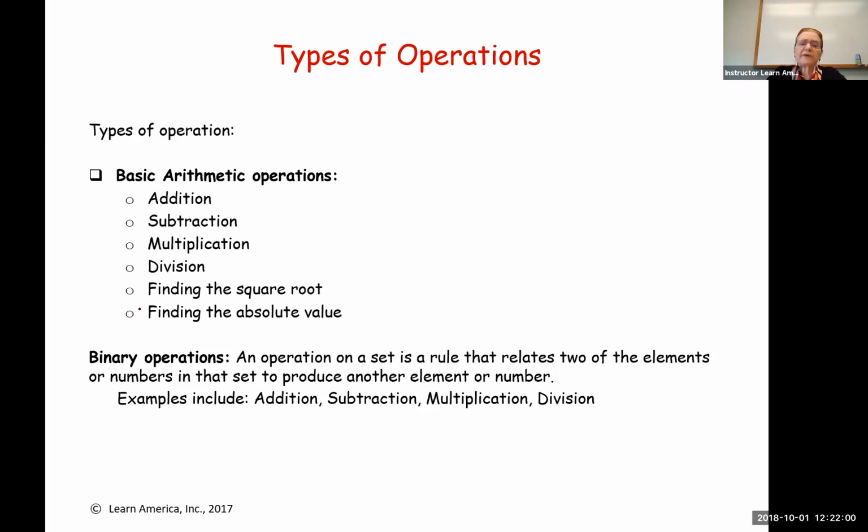Most of the operations that we do fall into the category known as binary operations. Binary means two, and most operations that we do are on two elements at a time. Even if you have a long list of things that have to be added, you do it two at a time. So an operation on a set is a rule that relates two of the elements or numbers in the set to produce another element or number in the set. So for instance, we add numbers two at a time. We subtract them two at a time, and so forth. So these are all binary operations. Addition, subtraction, multiplication, division are all binary operations.